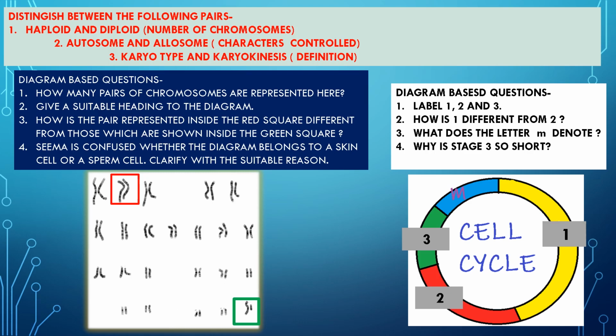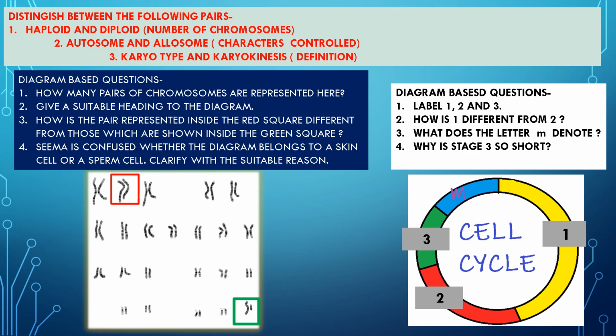So, how many pairs? 23 pairs. Heading, human karyotype. Red one is autosomes, and in green square it is allosomes. And as the chromosomes are in pairs, the cell is a diploid cell. So it can only belong to the human skin cell.